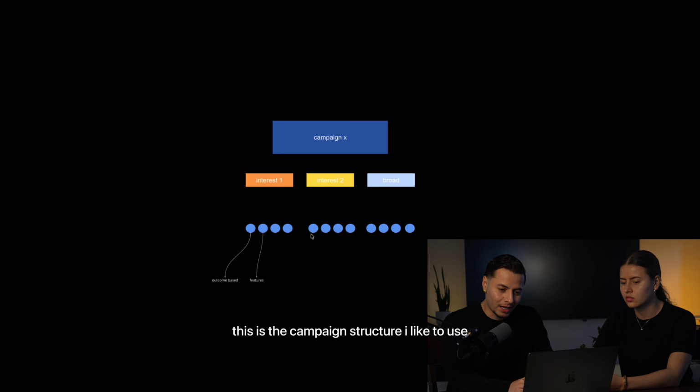And then after we have done this, this is the campaign structure I like to use.